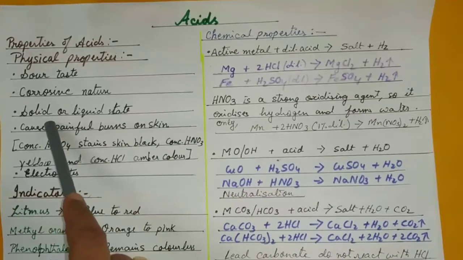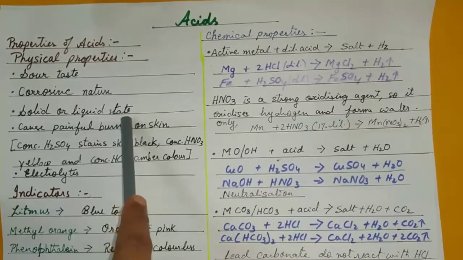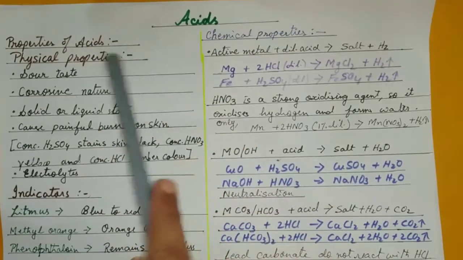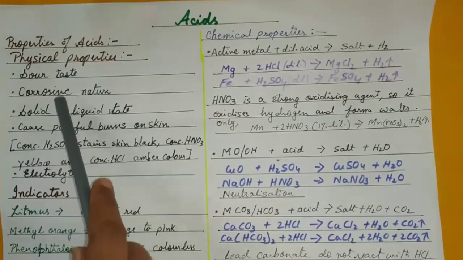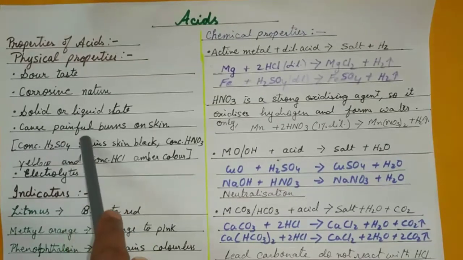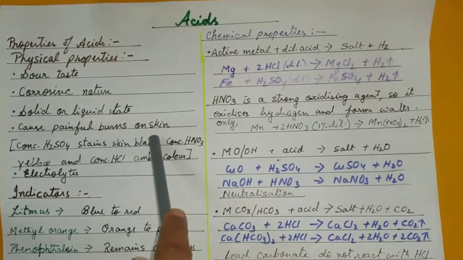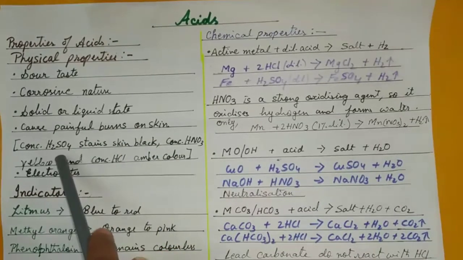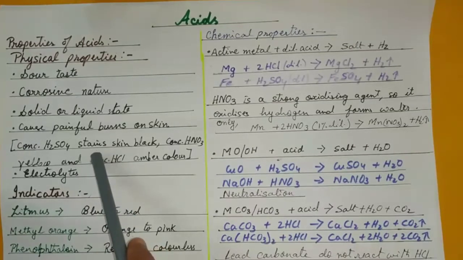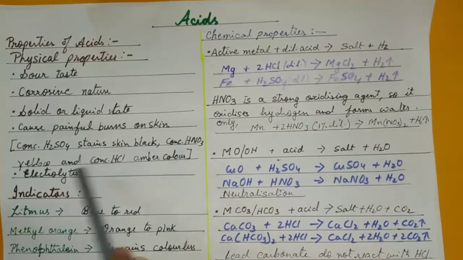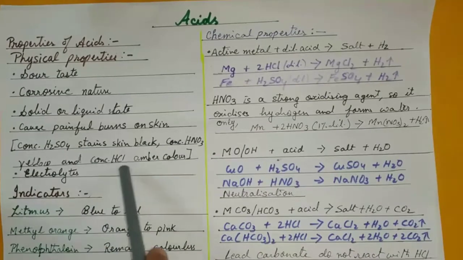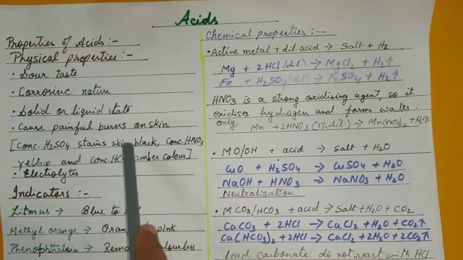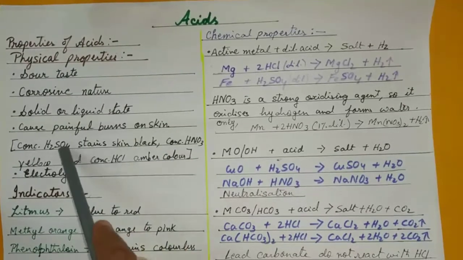It can be found in the solid or in liquid state at room temperature. There are a number of examples given in your text. I think you should not miss it out. As I told you just now, corrosive nature causes painful burns on skin, resulting in blisters, especially for HCl. Otherwise, conc H2SO4 will stain the skin black. Nitric acid will give it yellow, and conc HCl gives amber color but results in painful blisters, and each one has its own reason behind.